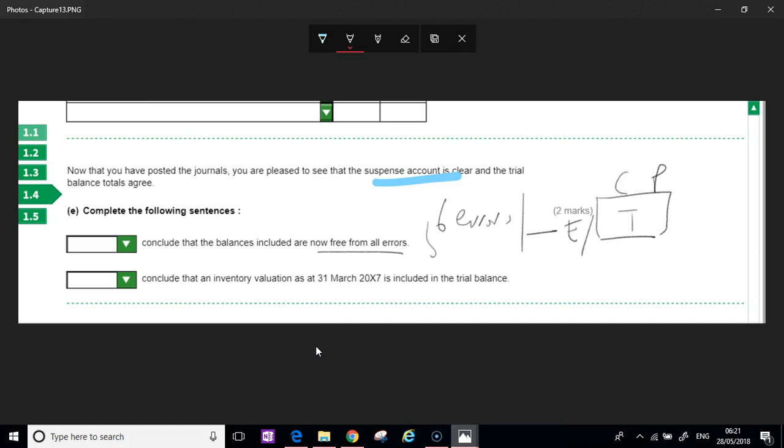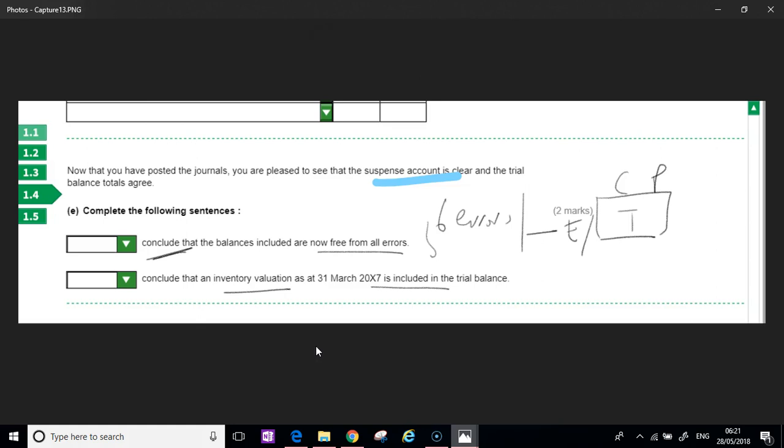Errors of omission, you might just not have put stuff through. Again, the key point is that you can never quite conclude that. Can you conclude that an inventory valuation is included in the trial balance? Well, you can't, because you don't even have that information, and the trial balance can't pick that up.